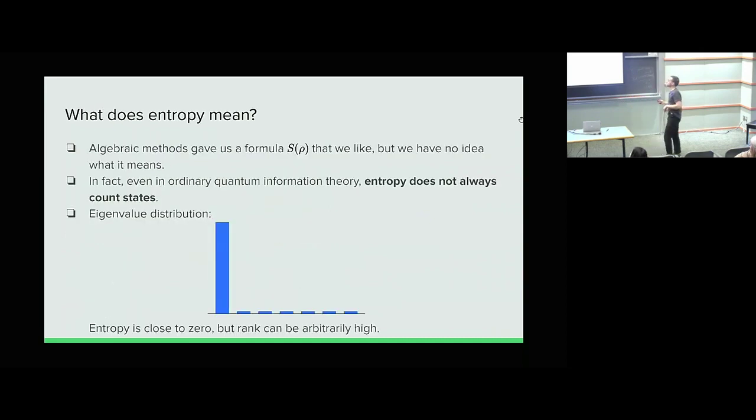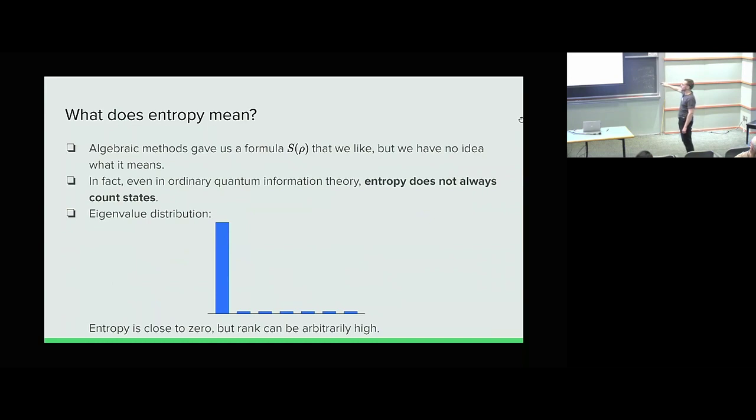Okay, so as I said, these algebraic methods give us a formula we like, but we have no idea what it means. In fact, something I want to emphasize, because I think we don't think about it enough, is that even in ordinary quantum information theory, entropy is not always something that counts states. As an example, think about a density matrix that has this eigenvalue distribution. It has one very large eigenvalue and a bunch of very small eigenvalues. Its entropy is close to 0, but its rank can be arbitrarily high.